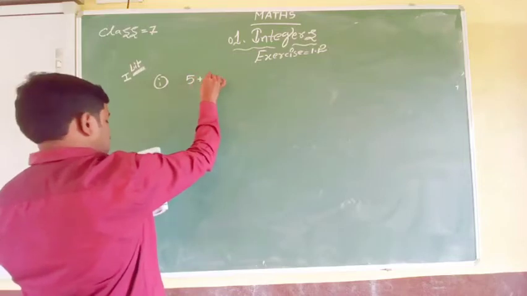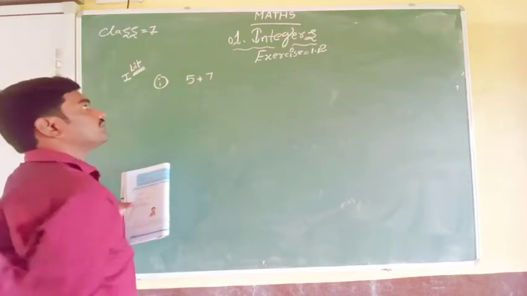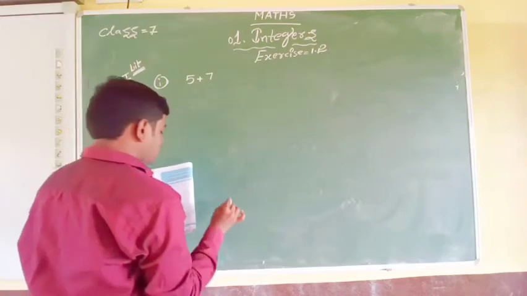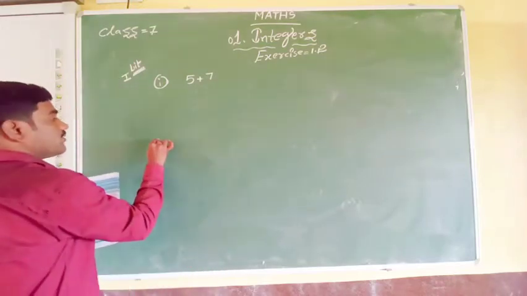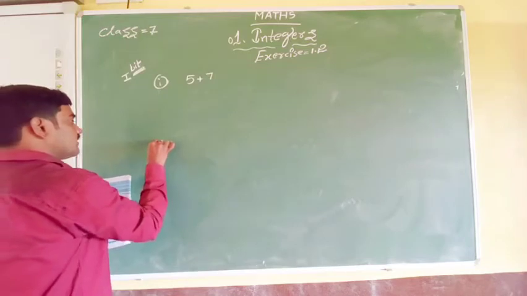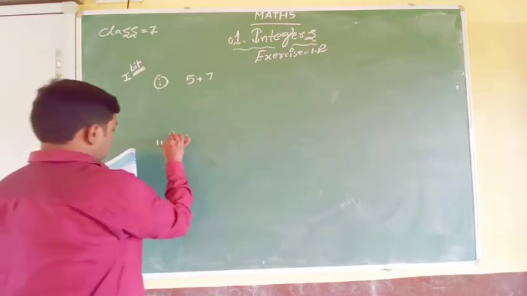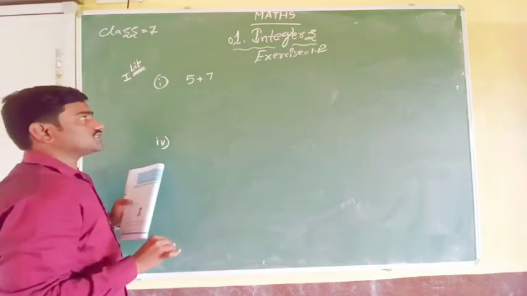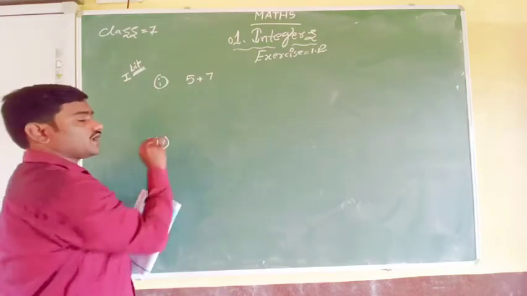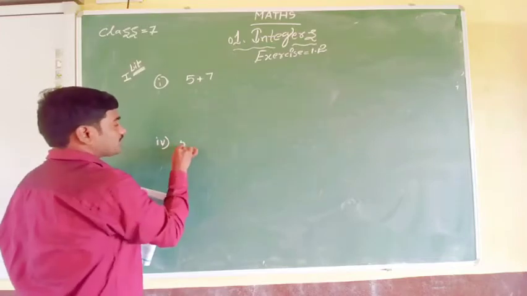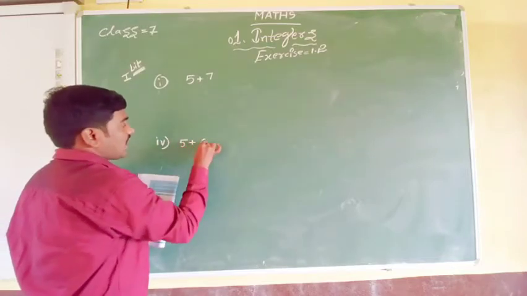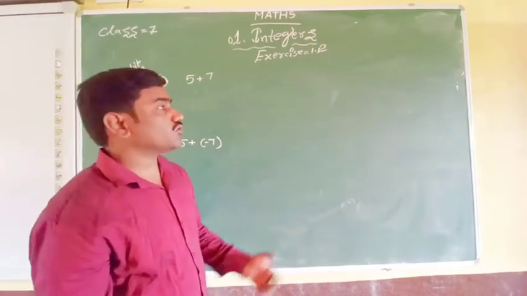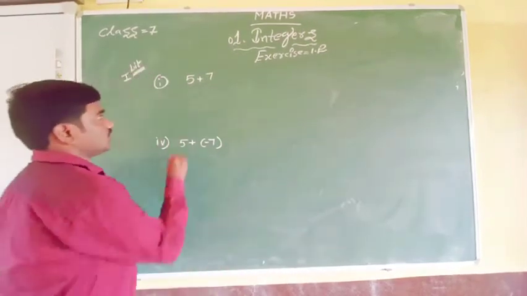5 plus 7. Let me represent this 5 plus 7 on the integer number line. And also, let me go for the fourth one. There are 4 questions here, so I will go for the first one and also the fourth one. The fourth one is 5 plus of minus 7. The remaining 2 questions I will write there, but you need to solve them.